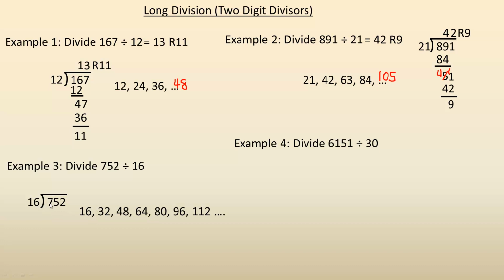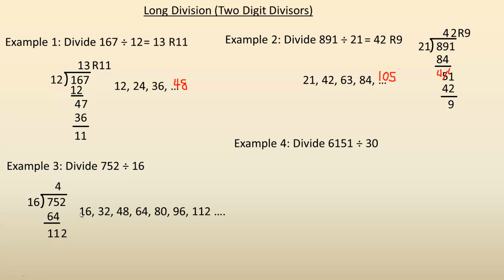So we're dividing 16 into 75. So 75 is between 64 and 80. So we'll go in 4 times with a bit left over. So we put a 4 up at the top here. So 4 times 16 would be 64. And we're going to subtract. So 5 minus 4 is 1. 7 minus 6 is 1. So there's 11 here. And we bring the 2 down.